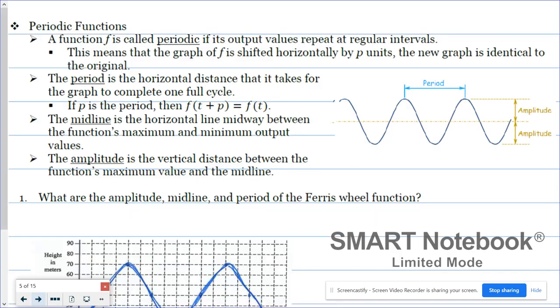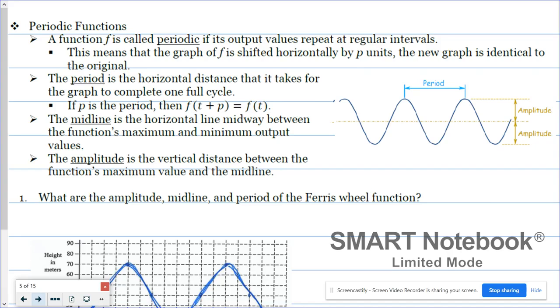So on page 1 in your notes, you have some formal definitions of periodic functions, as well as some of those characteristics that I mentioned. So a function is called periodic if its output values repeat at regular intervals. The period is the horizontal distance that it takes for the graph to complete one cycle. The midline is the horizontal line between the function's maximum and minimum output values. And the amplitude is the vertical distance between the function's maximum value and the midline.